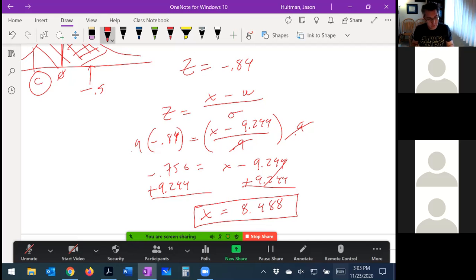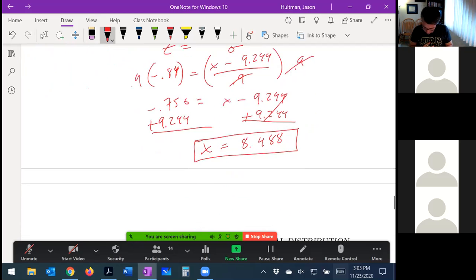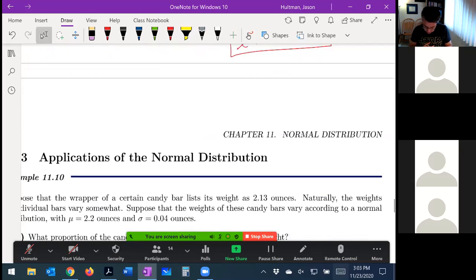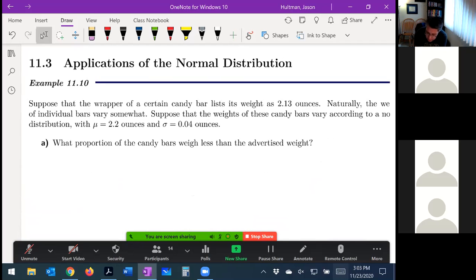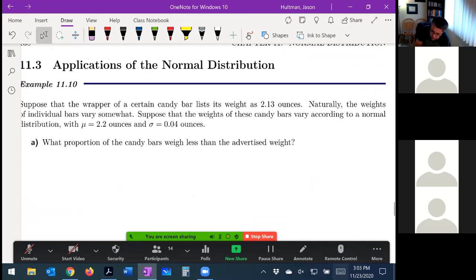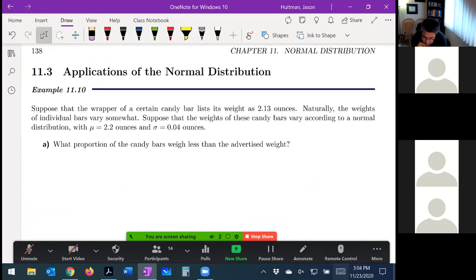Okay, let's do a couple of examples with this. Newfound understanding. Suppose that a wrapper of a certain candy bar lists its weight as 2.13 ounces. Naturally, the weight of the individual bars varies somewhat. Suppose the weights of these candy bars vary according to a normal distribution with a mu of 2.2 and standard deviation of 4. What proportion of the candy bars weigh less than the advertised weight?